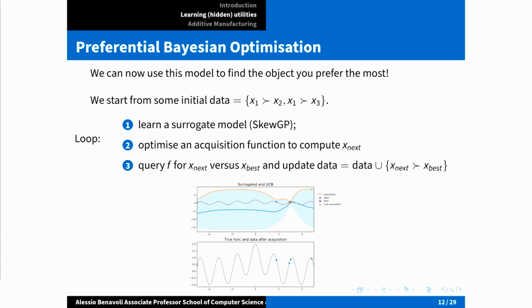For preference, we start with some initial preferences, like a cake with 20 grams is better than one with 10. We learn a model, a utility, given these few preferences, like this blue line, and this gray-blue area that is the uncertainty, and we decide basically which cake to make next.